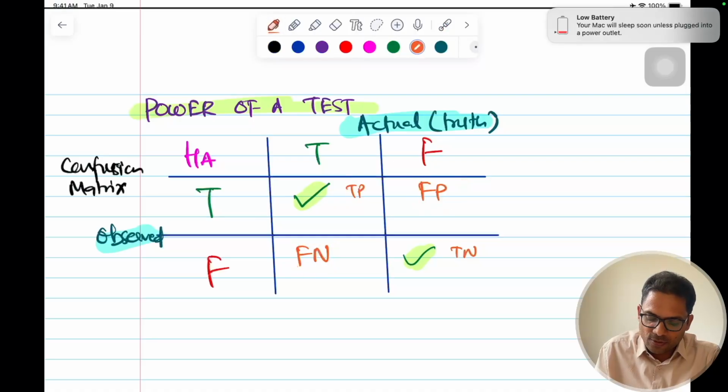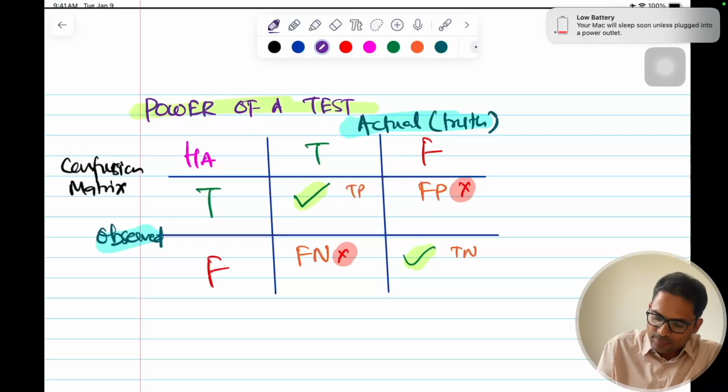So anything which is false here is not good. This is not acceptable. So I'll put a cross. All these diagonal elements are good and the non-diagonal elements are not good. These have got other names. So this is also called false positives. As I mentioned earlier, this is also called type 1 error.